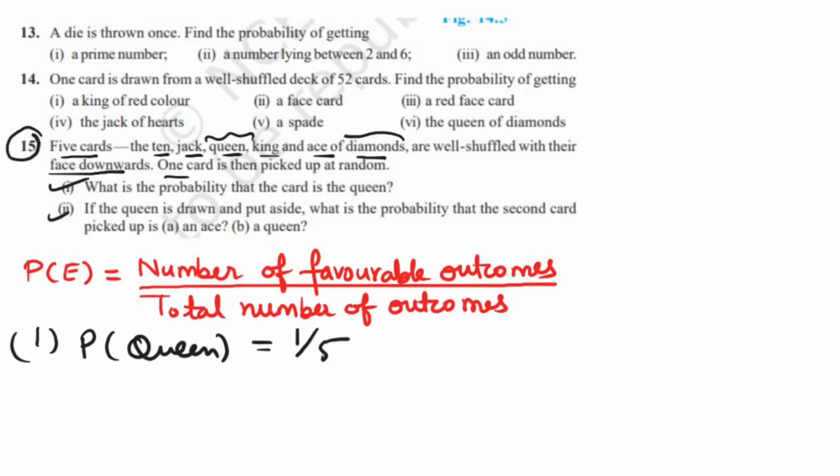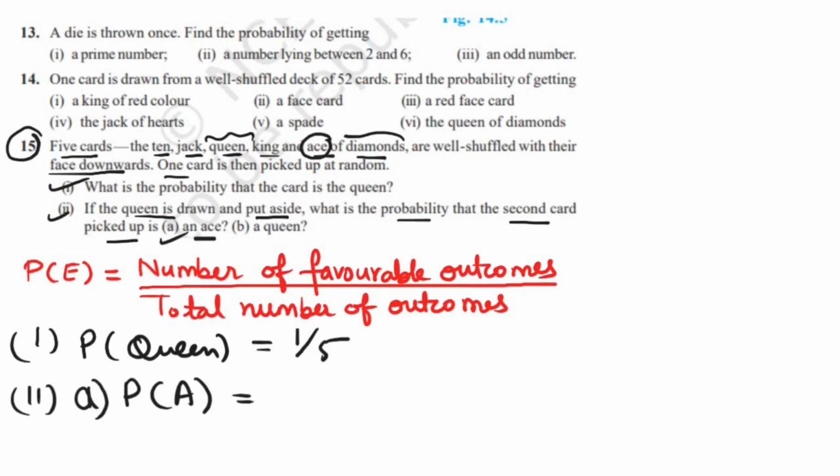And the second one, if the queen is drawn and put aside, then what is the probability that the second card picked up is an ace, that is the A bit. So out of the 5 cards there is only one ace. Earlier there were 5 cards, but one queen card is drawn and already put aside, so it is not mixed up. So probability of getting an ace is 1 out of 4.